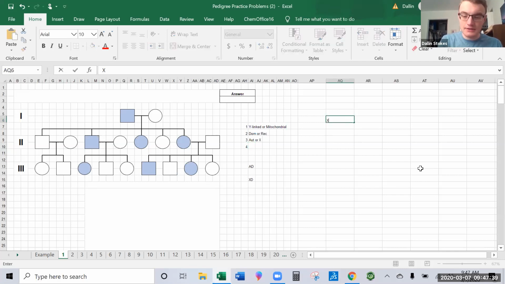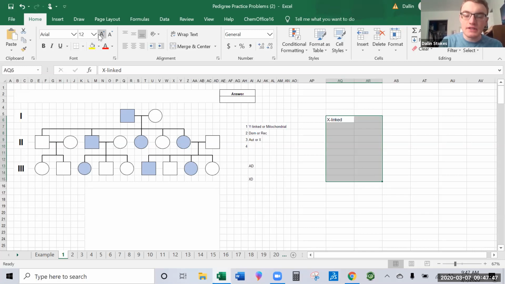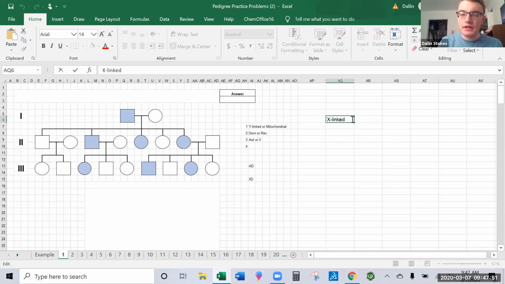For X-linked ones, holy cow, why is that so tiny? Increase the size of my little rules here. Okay, here we go. These are the X-linked things to look for.